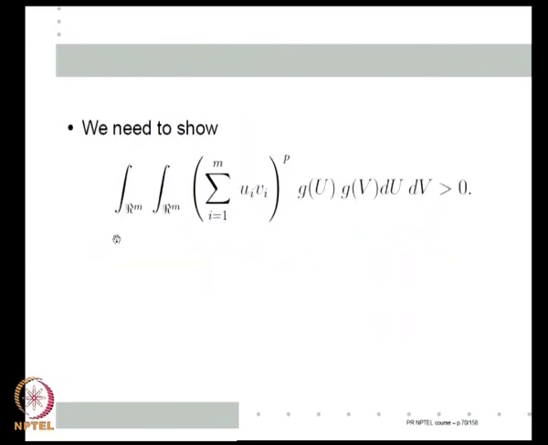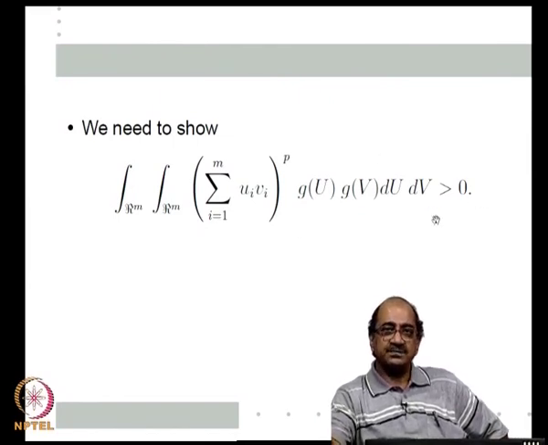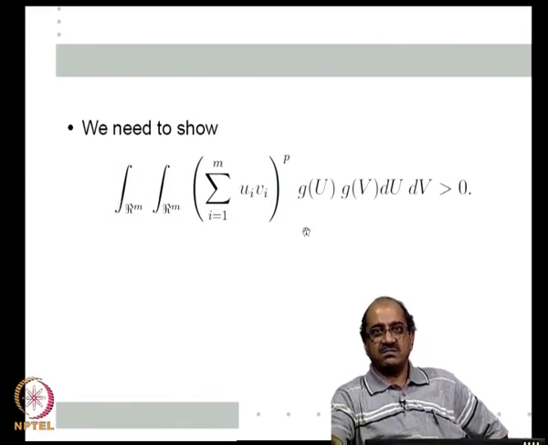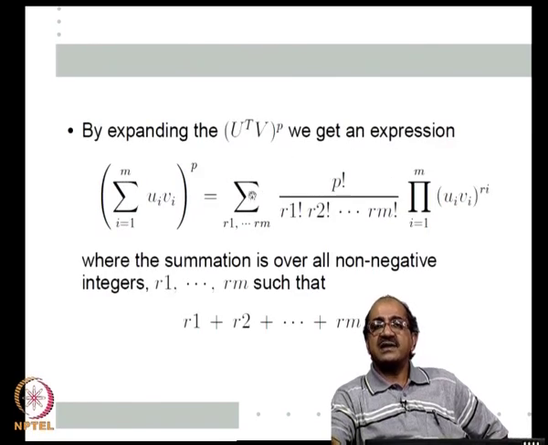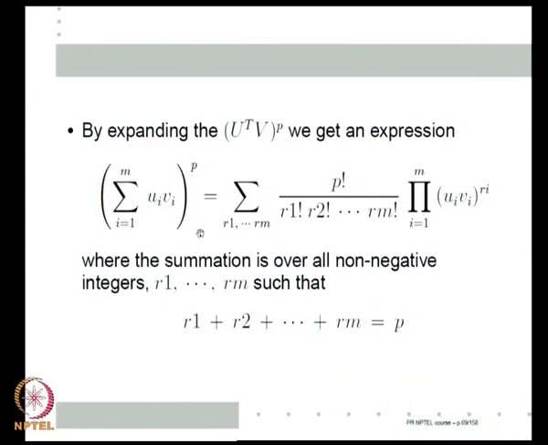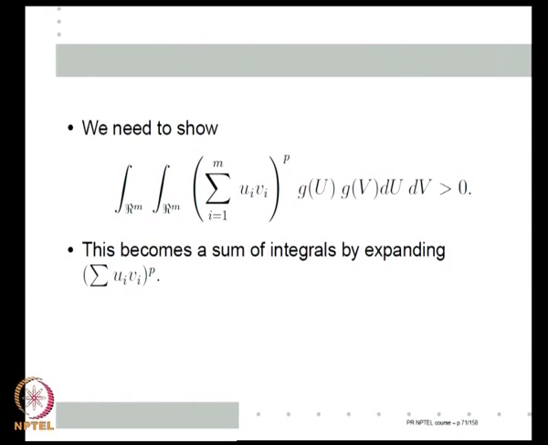We have to show that the double integral of k(u, v) g(u) g(v) du dv is greater than or equal to 0. I am sorry, not greater than 0, greater than or equal to 0. Now, this du dv, I have actually written as two integrals just to make it clear to you. du and dv both represent integrals over R^m, and this is my k(u, v). Now, if I use the previous expansion, this thing to the power p can be written as a sum of these terms, because it is a finite sum inside the integral. So, I can pull the sum outside. So, by expanding it, this becomes a sum of integrals.